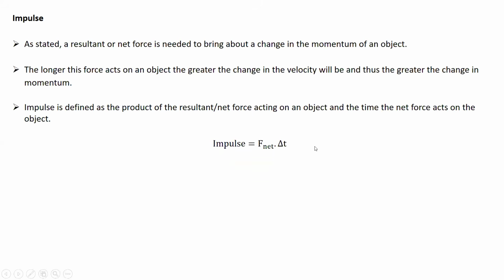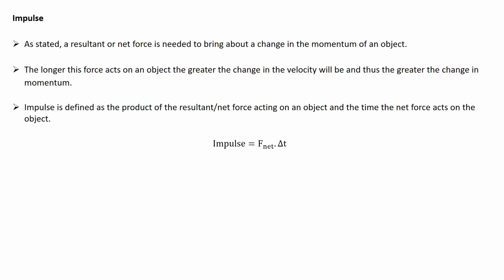Impulse. What is impulse? Now, from what we gathered about momentum, we learned that we need a resultant force in order to bring about a change in the momentum of an object. So without a resultant force or a net force, we are unable to change momentum, because a resultant force will ultimately lead to a change in the velocity and therefore a change in the momentum.